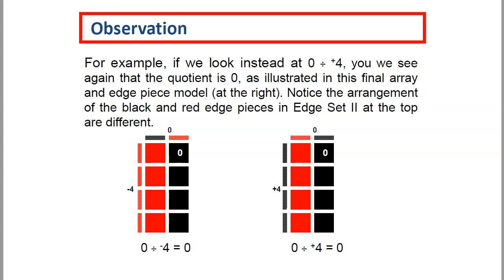Notice the arrangement of the black and red edge pieces in edge set 2 at the top are different. They're just reversed from the first one. And you can imagine that no matter what non-zero divisor you have, you'll have a similar result.